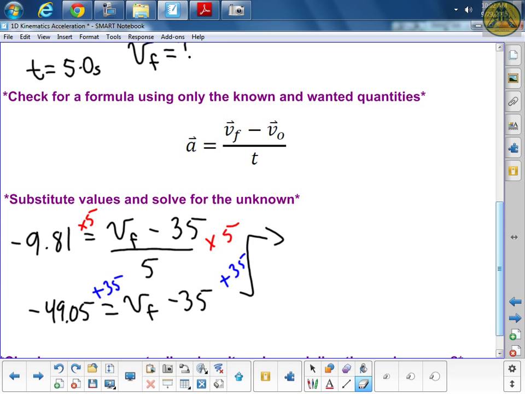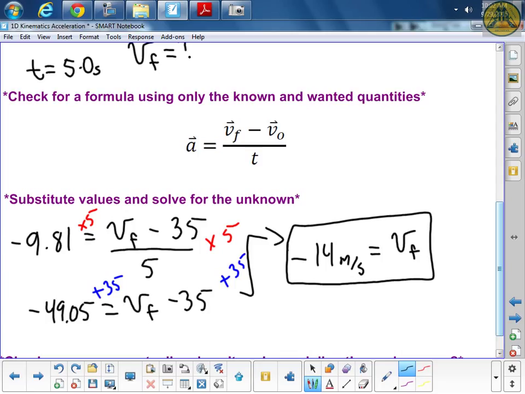So what do we get? 14 point something. I'll just leave it like that. Meters per second equals final velocity. That makes more sense. 89 seemed ridiculously high. When something leaves your hand, it doesn't gain velocity, it loses it. Yes, this is what I did when I did that math.